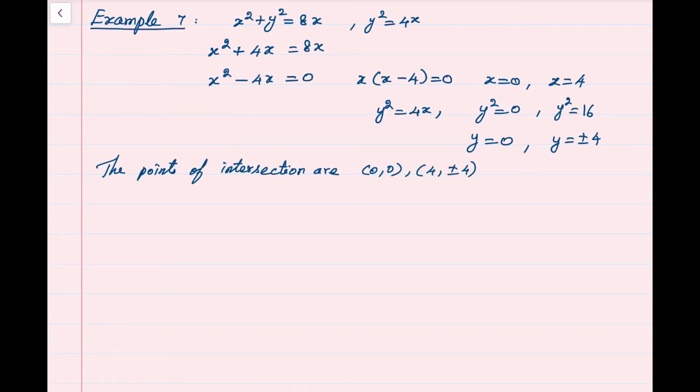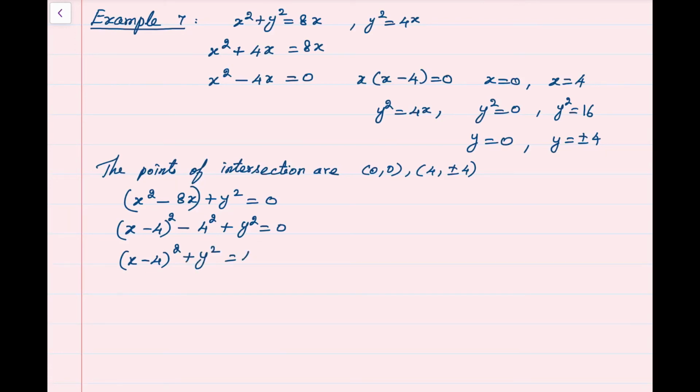Let us write the circle equation in the standard form. X square minus 8x plus y square equal to 0. Let us complete the squares. X minus 4 the whole square minus the b square term, which is 4 square, plus y square is 0. X minus 4 the whole square plus y square equal to 4 square. We have written this circle equation in the form x minus h the whole square plus y minus k the whole square equal to r square. Therefore, the center of the circle is 4, 0 and the radius of the circle is 4 units.